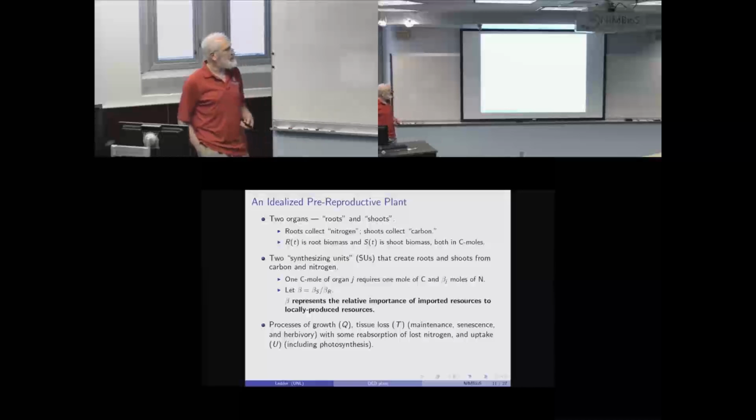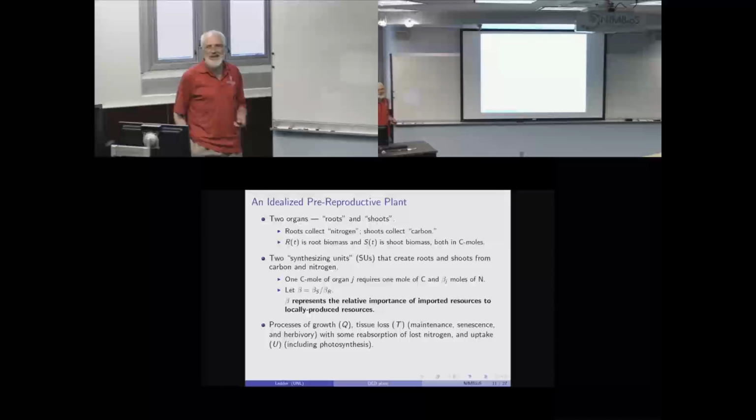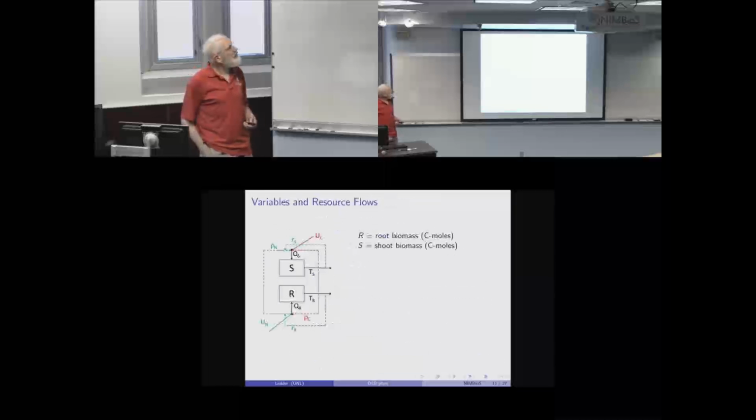And we need uptake processes, which will include photosynthesis as well as nitrogen uptake. But we're going to abstract the uptake processes in order to focus on the allocation strategies. There's no further differentiation of roots and shoots, and we're not going to include water or other nutrients.